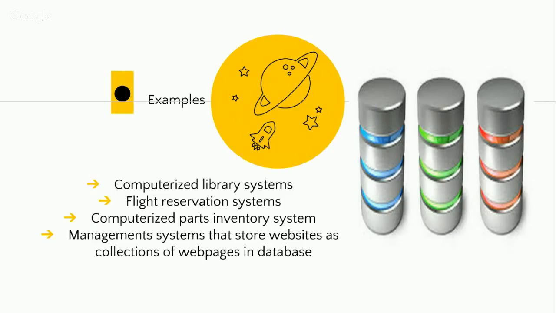Some examples of the usage of the database in real life are the following: computerized library systems, flight reservation systems, computerized parts inventory system, management system that stores a website as a collection of web pages in a database.